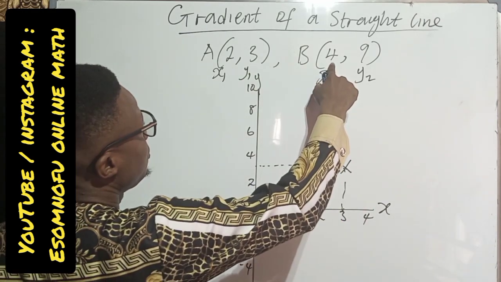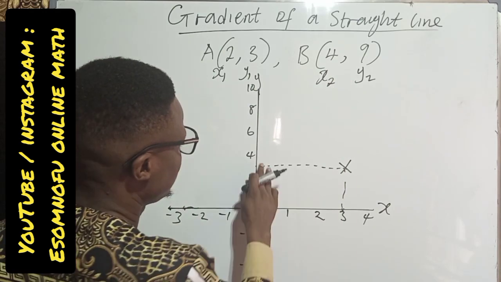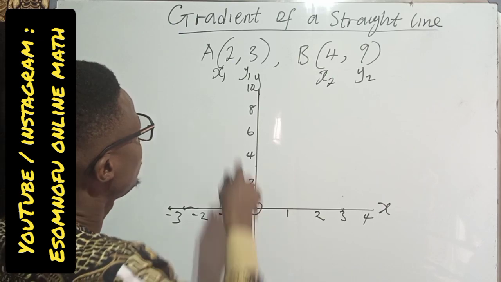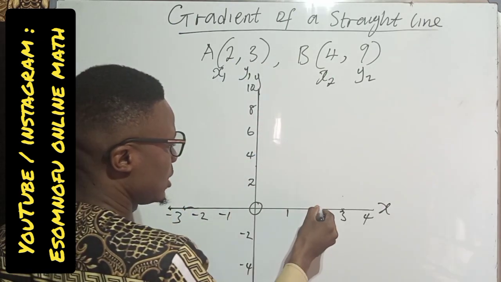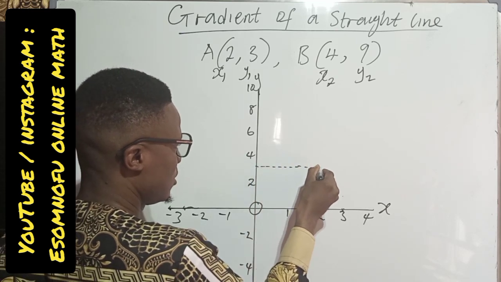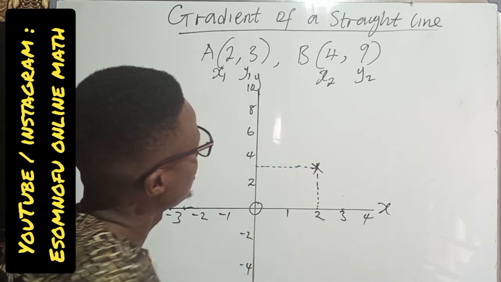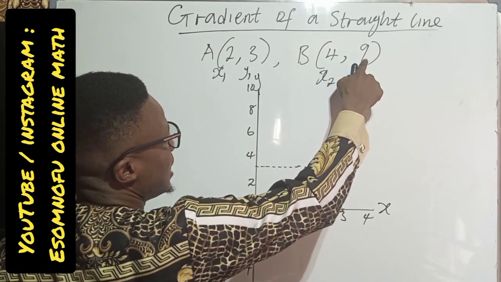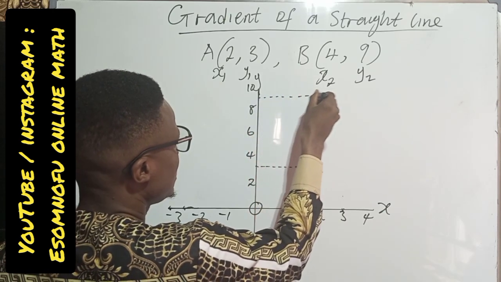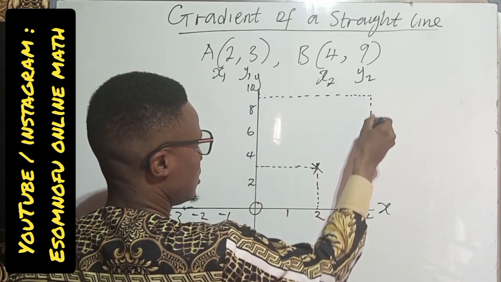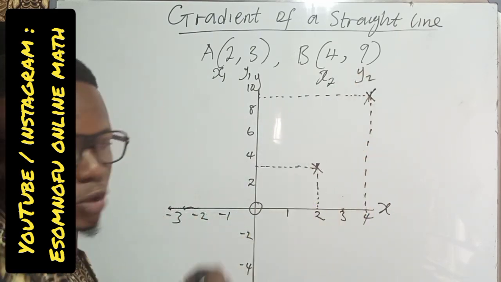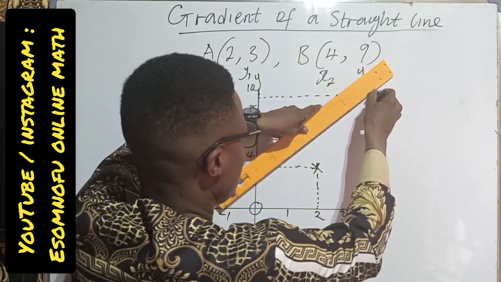Now, when x is 4, to plot this, you can see that when x is 2, y is 3. And look at 2 here, you trace, look at 3. 3 is somewhere in between 2 and 4. You mark. Now, when x is 4, y is 9. Look at 9, somewhere in between 8 and 10. You mark. Now, having marked, you now join the 2 points you've marked together using your ruler.